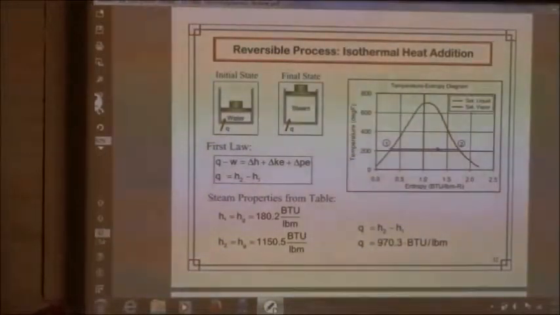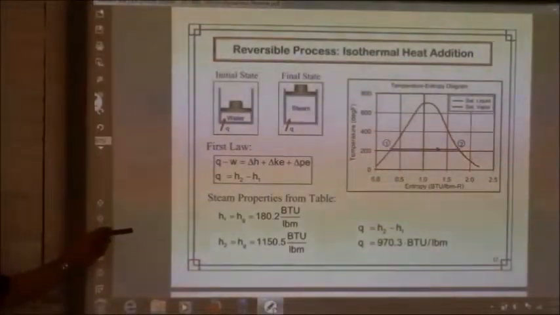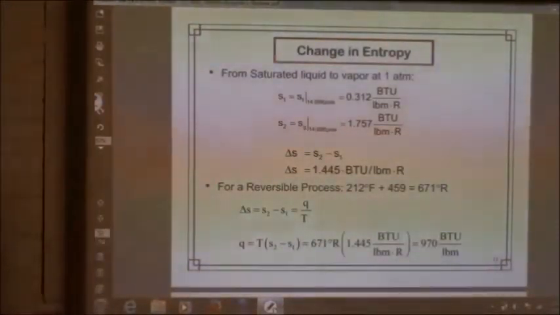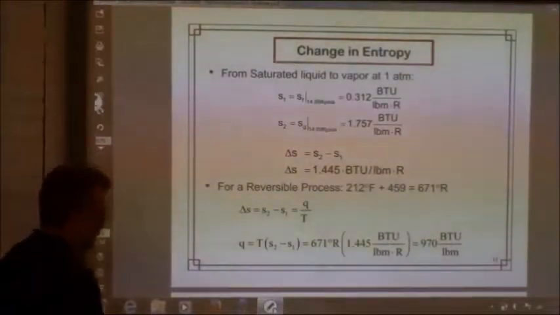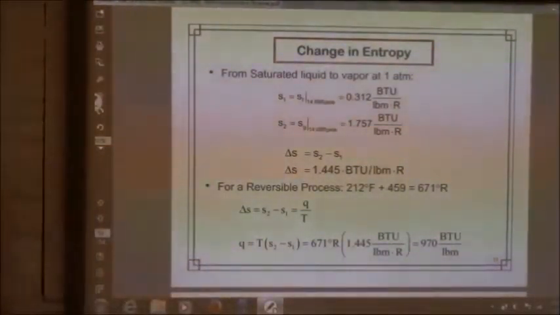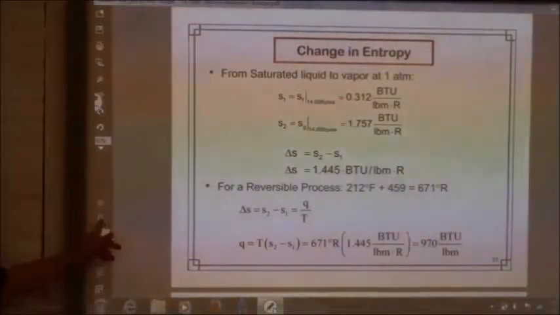Here's an example again in the English system of units of isothermal heat addition, and a change in entropy. This is an example very similar to the one we did in the SI system. This just shows the English system of units.